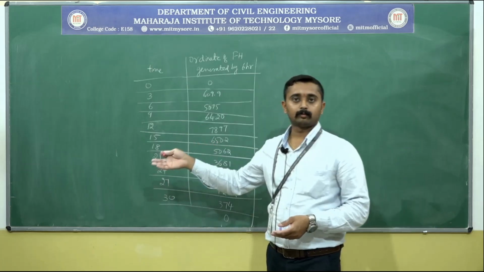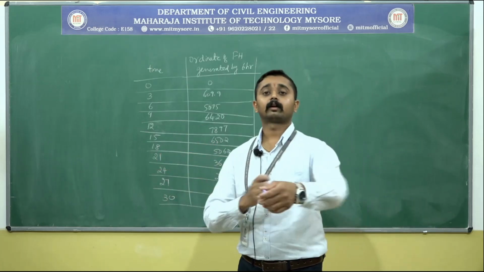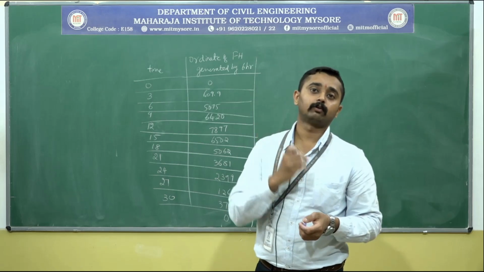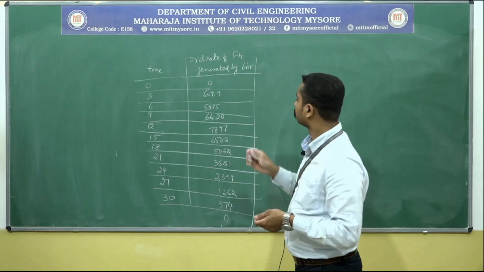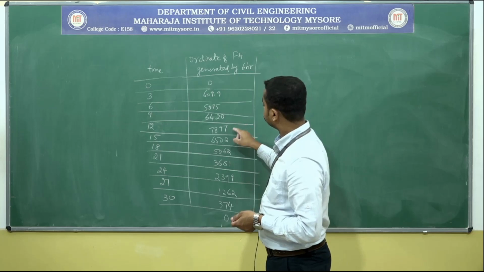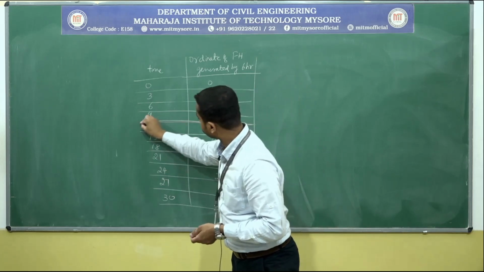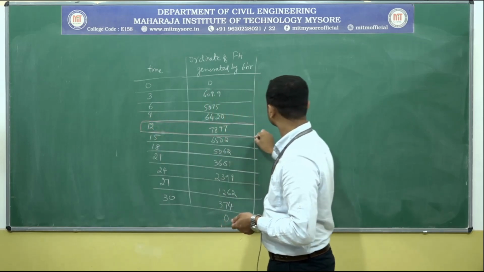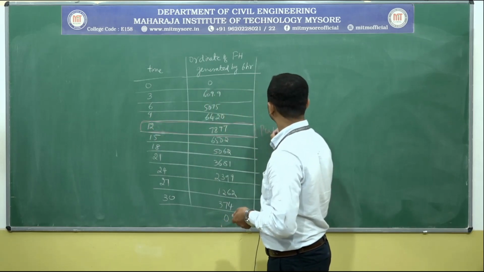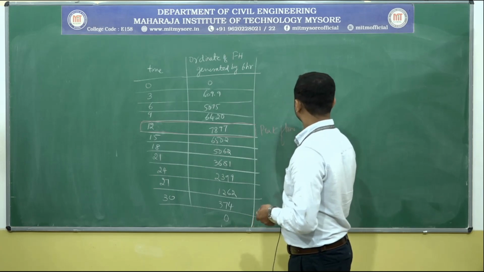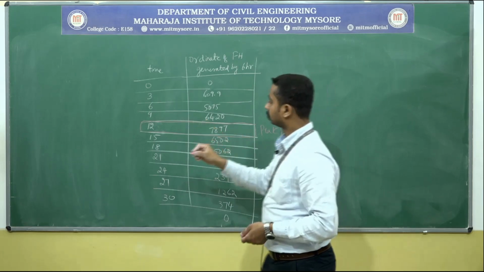Okay. In the last problem itself, actually they were asked to find peak flow and its time of occurrence. Okay. This is the peak flow 7897 and its time of occurrence. Okay, this is the peak flow and time.